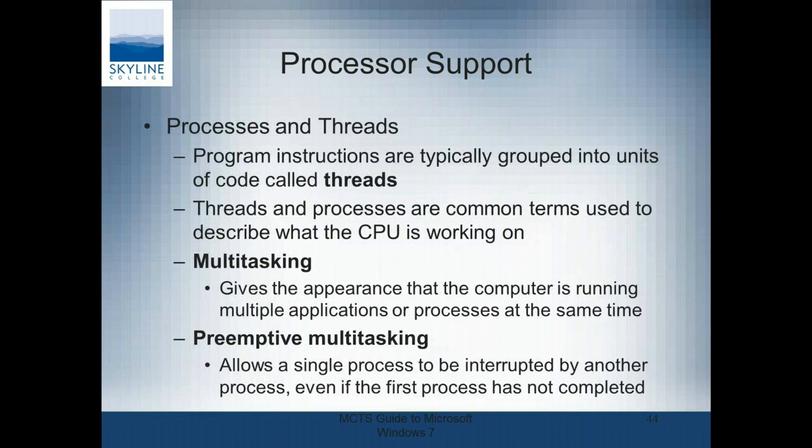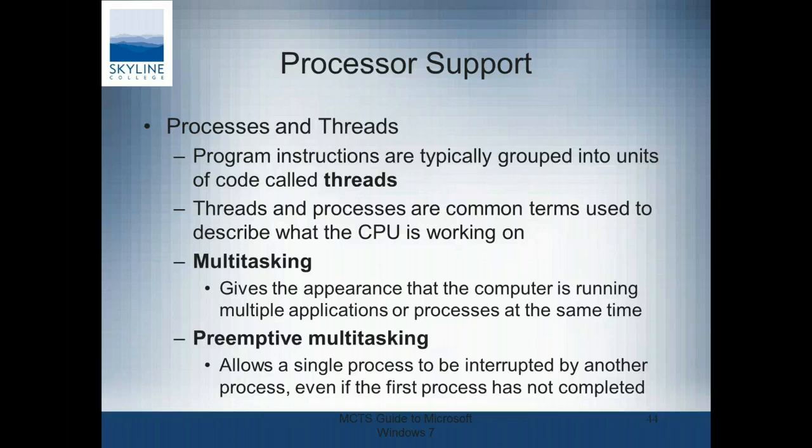Processor threads: processes are typically grouped into units called threads. Threads are different components of a process. Multitasking gives the appearance that more than one thing's running at a time. But how many things can a CPU do at a time? One. It does it real fast, but it can only do one thing at a time.